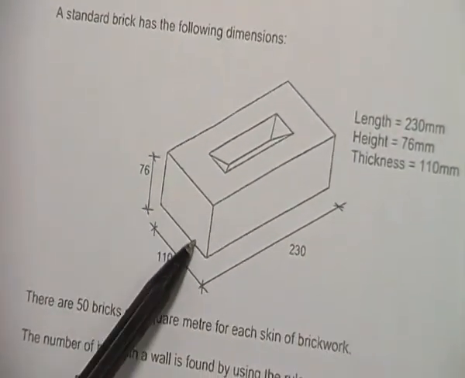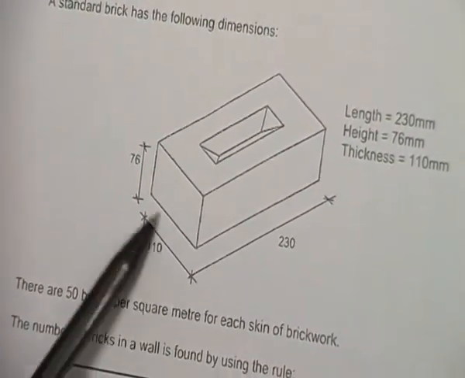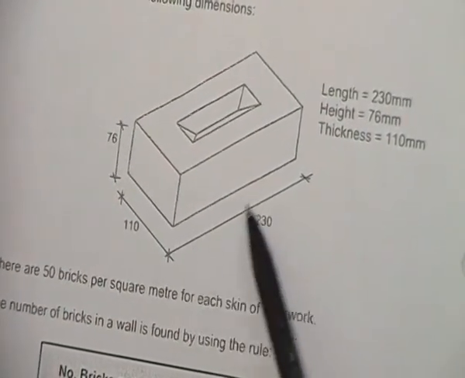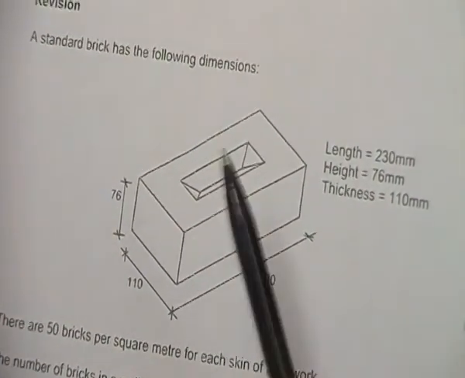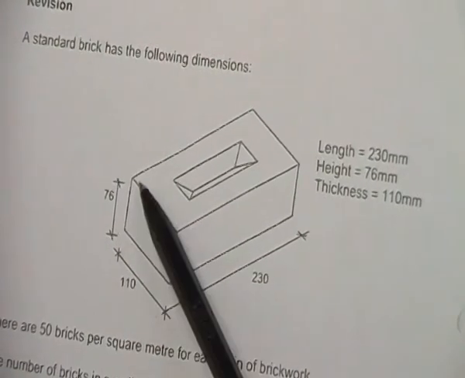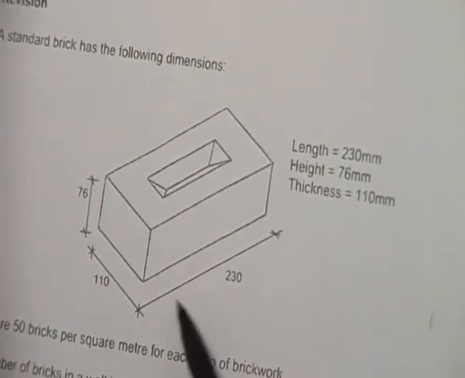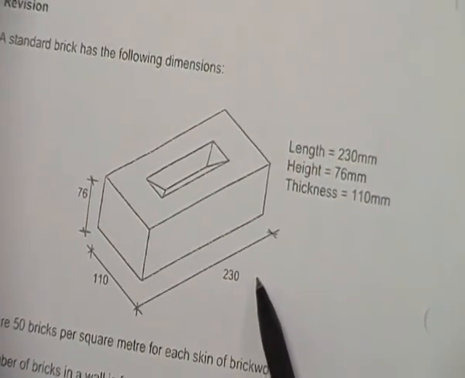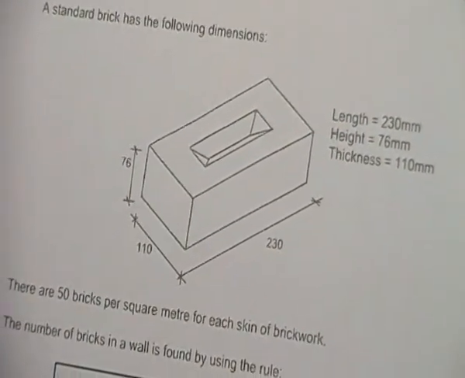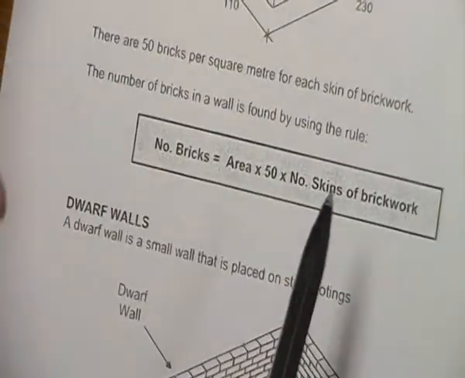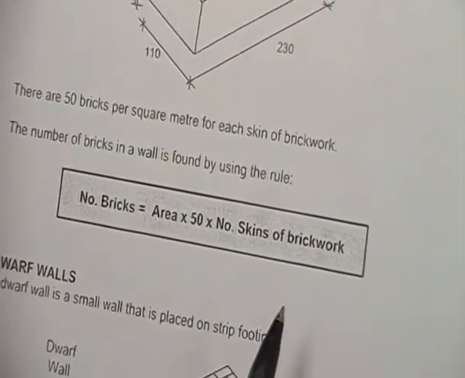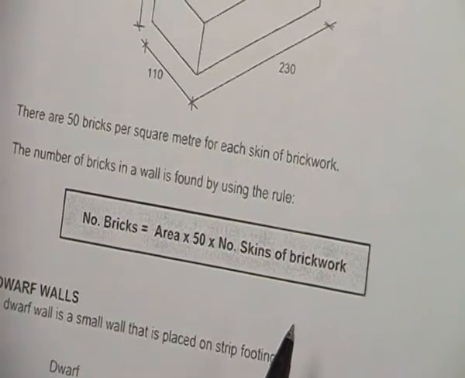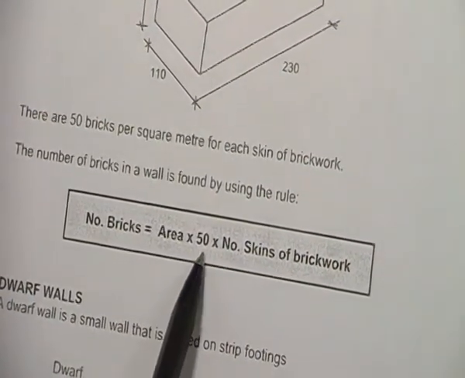So the width of a brick is 110. The length of the brick is 230. And the height of the brick is 76. Now we need to know these calculations when we're working out how many bricks are in a wall. Okay. Now for an average brick, a common brick, 1 metre square has 50 bricks in it.